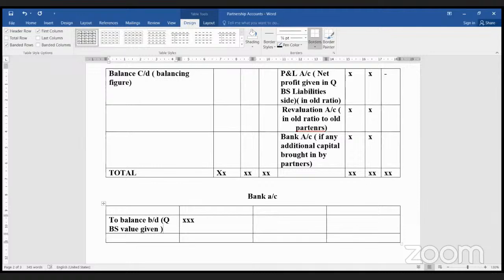Then, to the new partner's capital account. If the new partner is C, C's capital account.